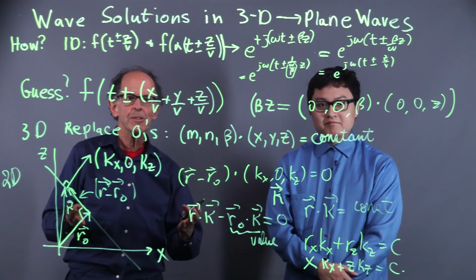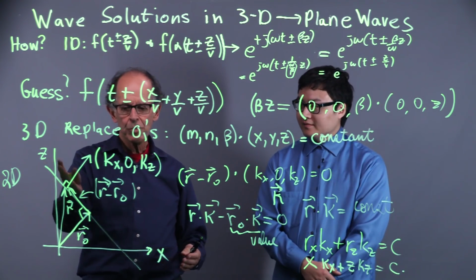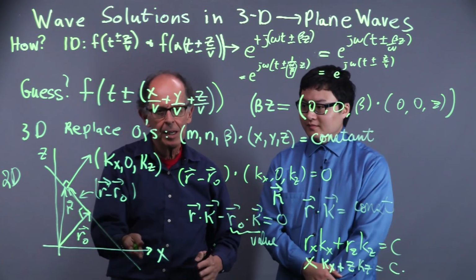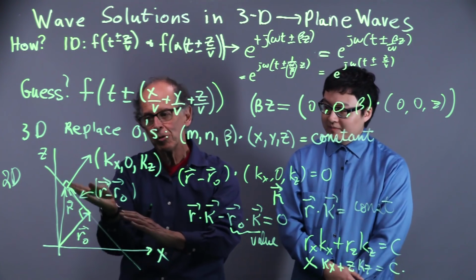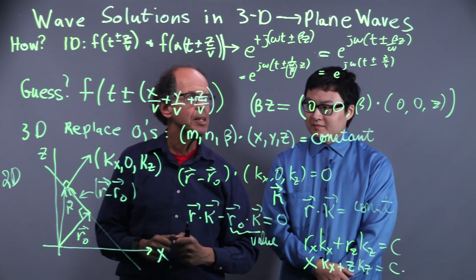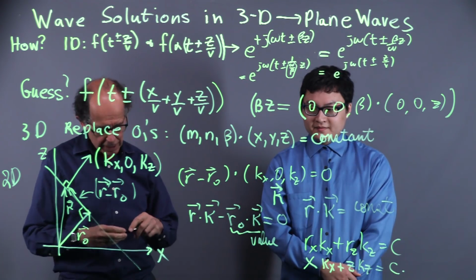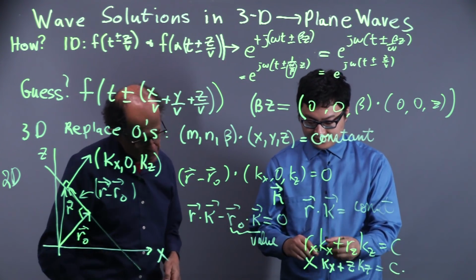So the big difference is we now have waves that have a constant value, not at a point, but on a plane. And that plane moves normal to itself and carries the wave energy. So let's see what that means on the next board in terms of the algebra now.